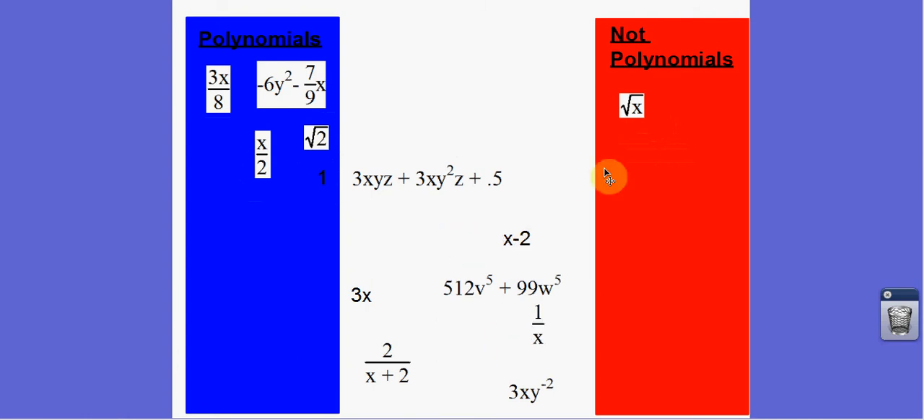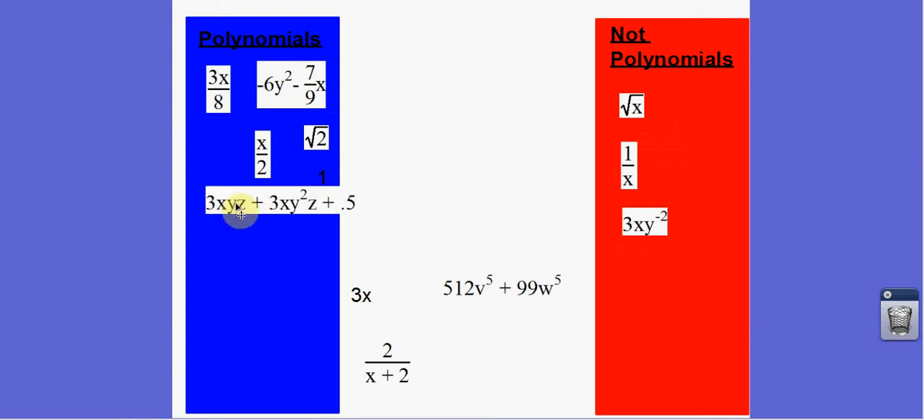Oh, there's an x in the bottom of a fraction. No good. There's a negative exponent on a variable. No good. x minus 2, yeah, we can throw that in with polynomials. That's a big old polynomial.